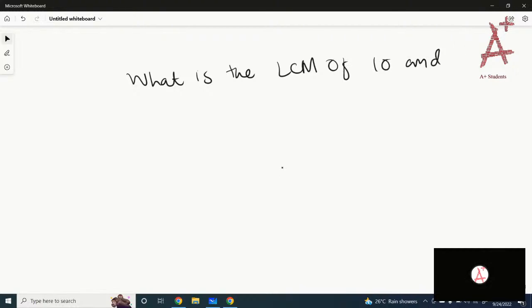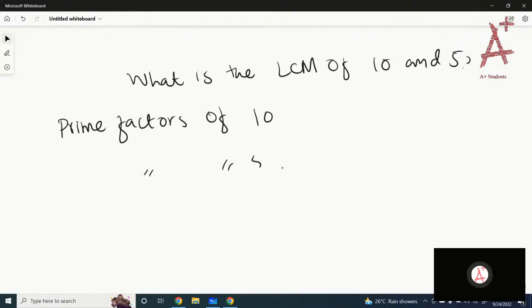10 and 5? Okay, write down the prime factors of both the numbers. So prime factors of 10 and the prime factors of 5. So the prime factors of 10 are 2 times 5 and the prime factors of 5 is 1 times 5. Got it? So you have to find the LCM.